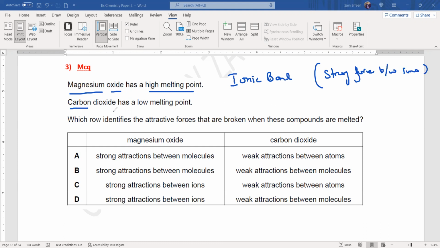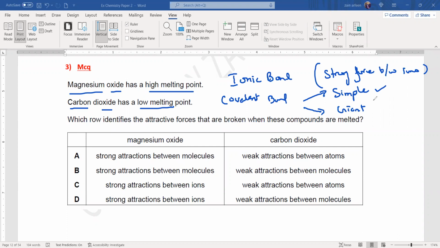Then carbon and oxygen means a non-metal combined with another non-metal. So they will have a covalent bond between them. If there's a covalent bond, then there are two possibilities. It might be a giant structure or it might be a simple structure. But because they mentioned it's a low melting point, it means it is having a simple structure. Because if it was a giant structure, it should have a high melting point.